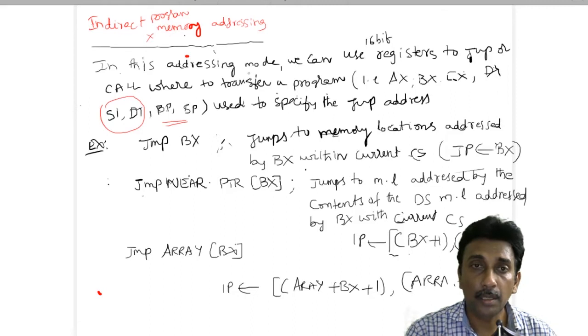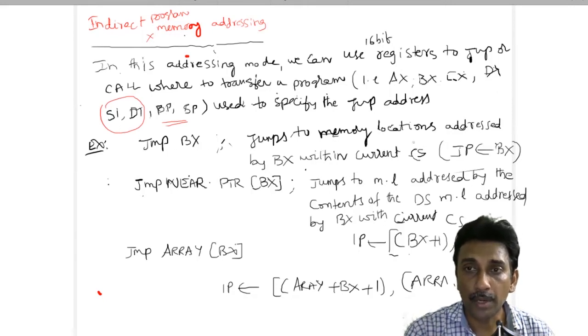In the previous addressing mode, we used the direct address. Now we are using an indirect address. Indirectly we are using the address with the help of registers. Let us have an example: JMP BX means that it jumps to the memory location addressed by BX.